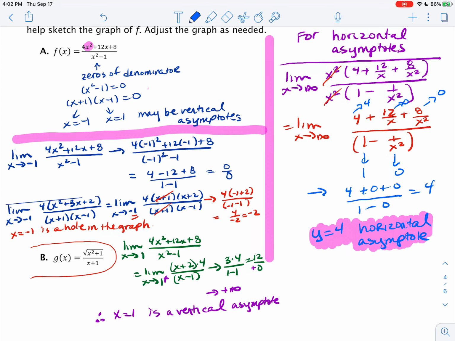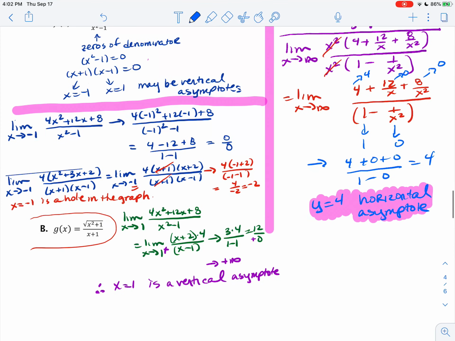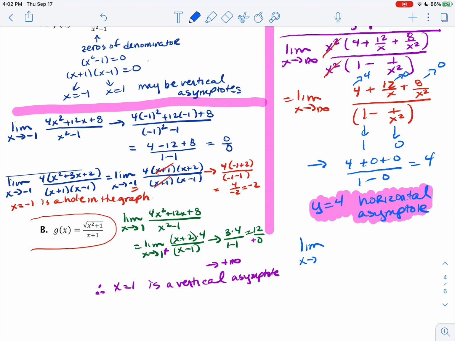All right. We would do the same thing going to negative infinity. So if we did limit as x approaches minus infinity, we would do the same process, so we would still have 4 plus 12 over x plus 8 over x squared, over 1 minus 1 over x squared, and we would still do the same analysis. 4, as x goes to negative infinity, is still going to 4.